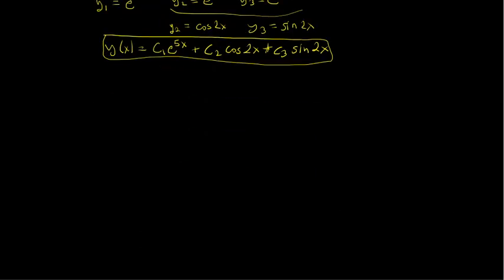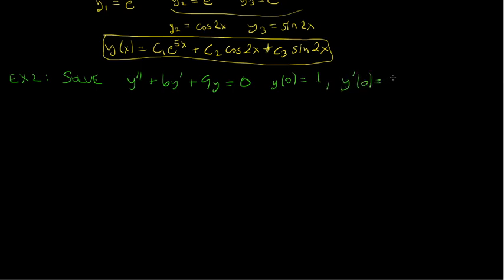I guess I'll try one more, and I'll make it an initial value problem. So, let's see. This will be example 2. Suppose we want to solve y double prime plus 6y prime plus 9y equals 0, with the initial condition that y of 0 is equal to 1 and y prime of 0 is also equal to 1.